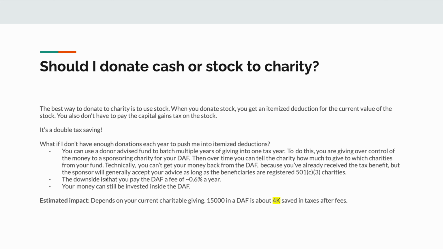The main downside for using one of these donor advised funds is that they charge a fee of 0.6% each year. This is relatively small compared to what you're saving in the taxes. The good part is that you can still have your money invested when it's in the donor advised fund. Depending on how much you're giving in your current charitable givings, if you were to put $15,000 into a donor advised fund, that can save you about $4,000 in taxes.